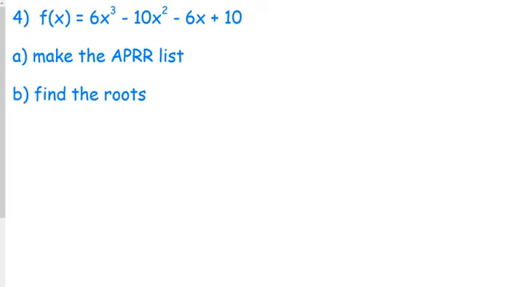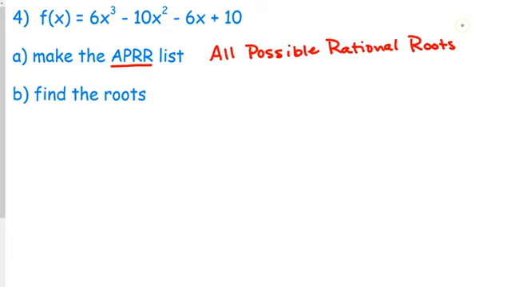So here's where we're going with the rational root theorem. Take a polynomial function like this one in number 4, and we're going to make what I call the APRR list. That means all possible rational roots, APRR. What we're going to do is narrow it down from infinitely many rational numbers out there in the world to just a finite list of those that could possibly be the roots of this. This is our candidate pool. Okay, these are all the contenders.